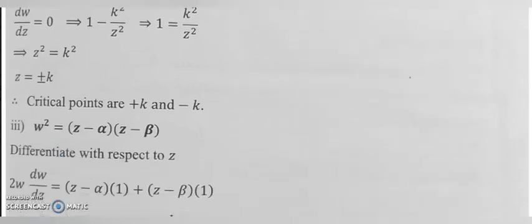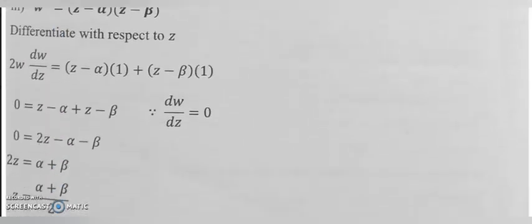Then dW by dZ is equal to 0 is the condition. So we take the condition and then we equate dW by dZ to 0. 1 minus k square by Z square is equal to 0. There is no 0 here, you can put a 0 here, it's missing. So taking this to the RHS, 1 is equal to k square by Z square. Cross multiplying, Z square is equal to k square. Z is equal to plus or minus k. So critical points are plus k and minus k. Third question you can try on your own.